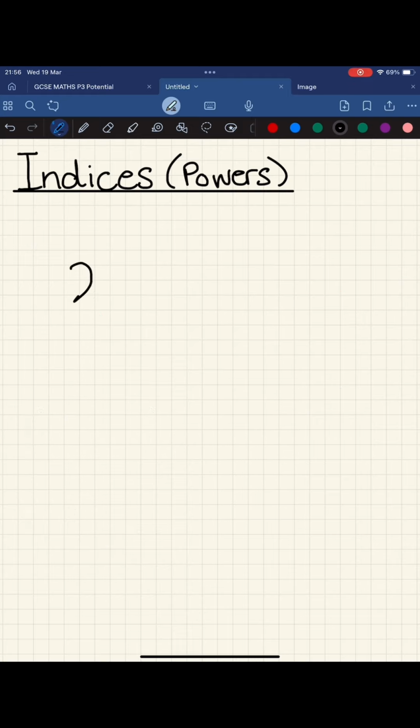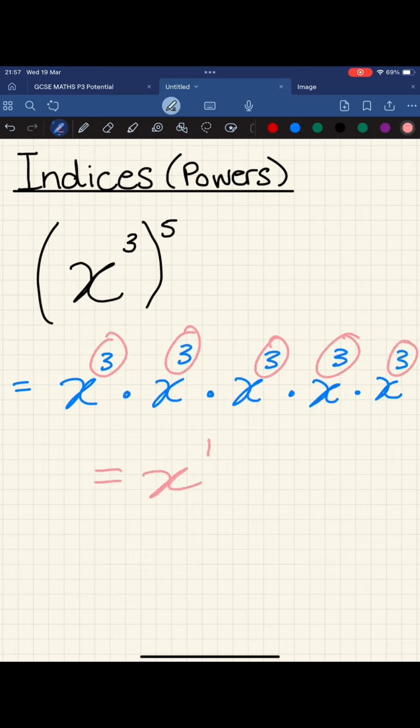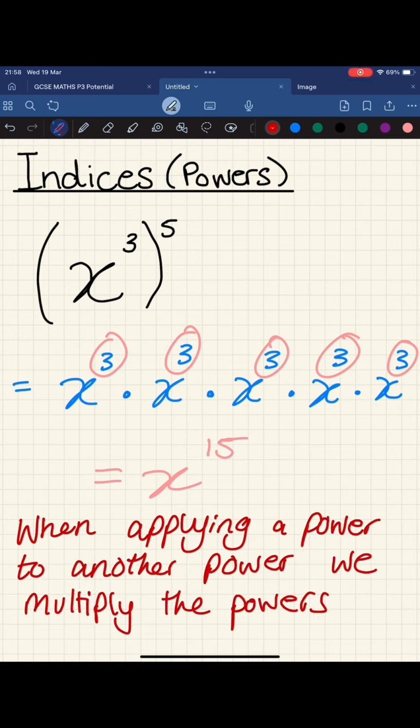Okay, but what do you do if you have a power and you raise it to another power? Well, if we have something to the power of 5, it's like multiplying by itself 5 times. And as we just learned, when we're multiplying powers together, we add them. So 3 plus 3 plus 3 plus 3 plus 3 is x to the 15. So when applying a power to another power, we multiply the powers together.